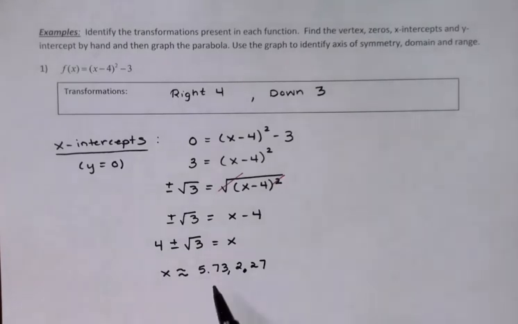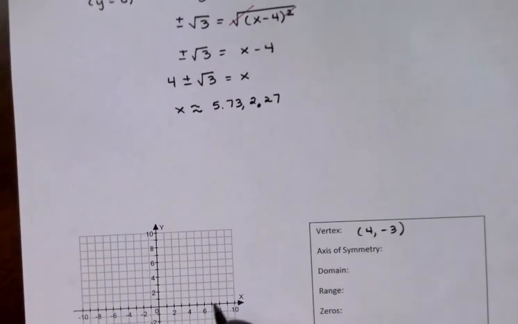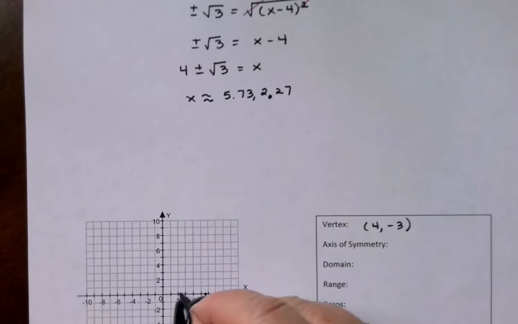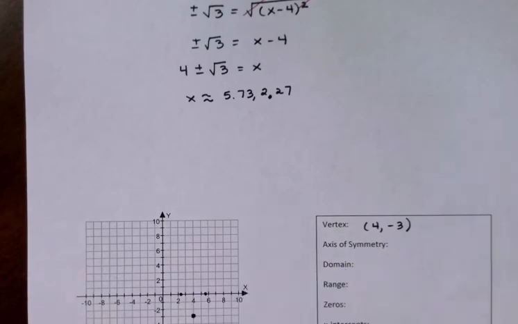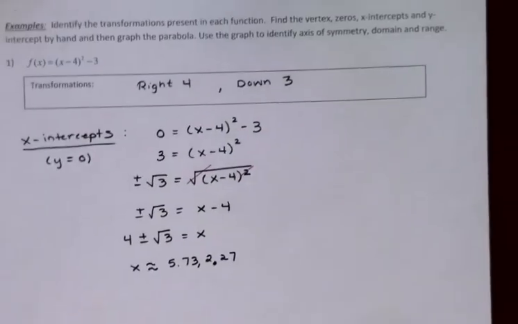So again, 5.73 and 2.27 were our x-intercepts. So let's put those on our graph. 5.73 around there, and 2.27 around there. That's actually enough. I've got my vertex and 2 additional points. I could make a pretty good sketch of the graph right now, just drawing in that U shape or that parabola shape. But we were asked to find the y-intercepts as well. So let's get that in before we do our graph.